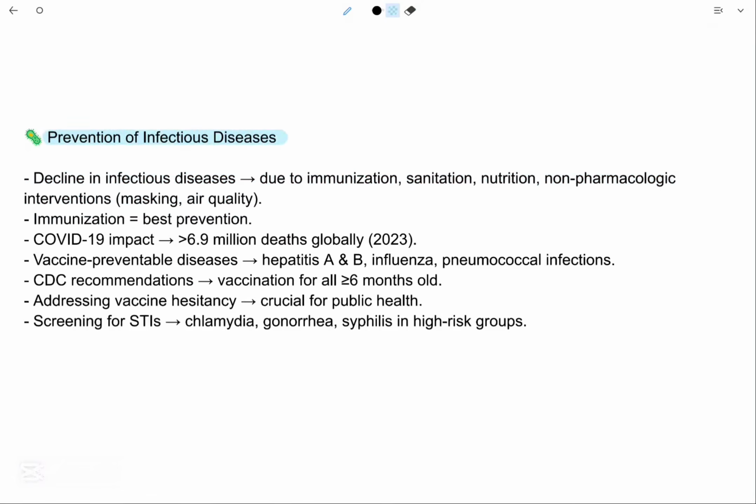Prevention of infectious diseases. There was a decline in infectious diseases due to immunization, sanitation, nutrition, non-pharmacologic interventions, masking and air quality. Immunization is the best prevention against infectious diseases. COVID-19 impact: more than 6.9 million deaths globally until 2023. Vaccine preventable diseases: hepatitis A and B, influenza, pneumococcal infections. CDC recommendation: vaccination for all people more than 6 months old. Addressing vaccine hesitancy is crucial for public health. Screening for STIs, chlamydia, gonorrhea, syphilis in high risk groups. So these are very important for prevention of infectious disease.